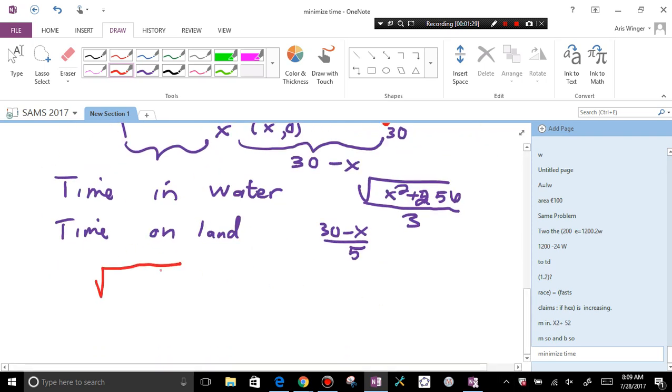The total time is the time in the water plus the time on land. And of course, we got the time by taking the distance in water divided by the speed plus the distance on land divided by the speed. Of course, the game's over. We're going to take a derivative, set it equal to 0, and solve all of that nice stuff.